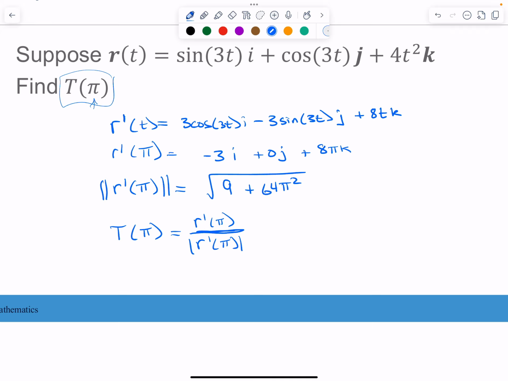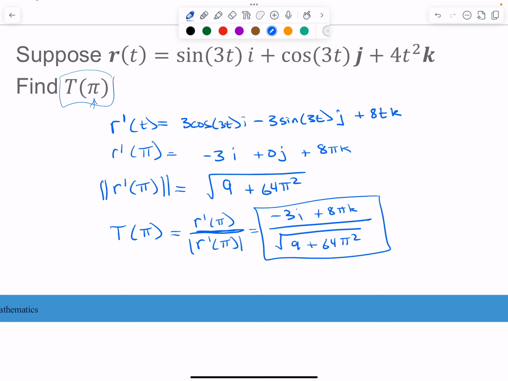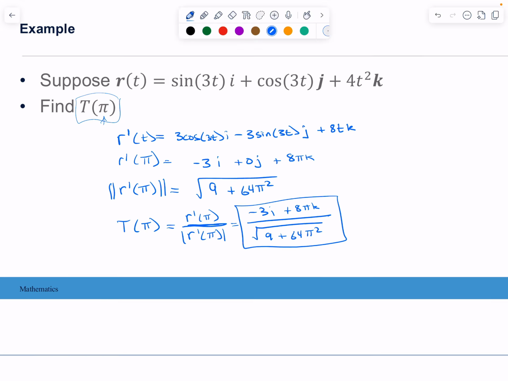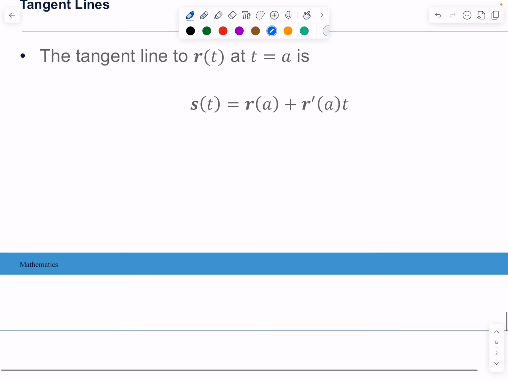Okay, so this will be -3i plus 8 pi k divided by the square root of 9 plus 64 pi squared. And I don't want to simplify that. Well, I can't. There's not going to be any simplification. All right, so we've done 2 of the cleanup things that I wanted to do. 2 more to go. Tangent lines, these are super easy.